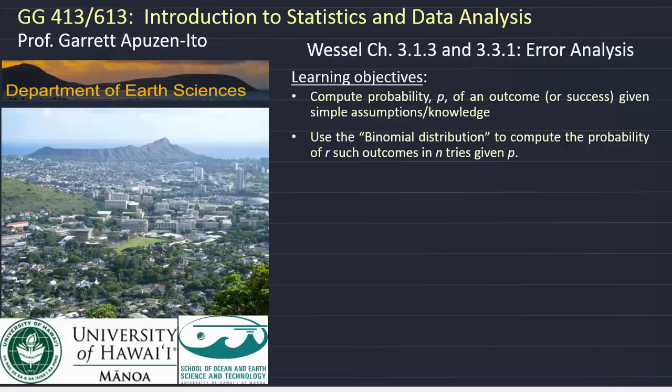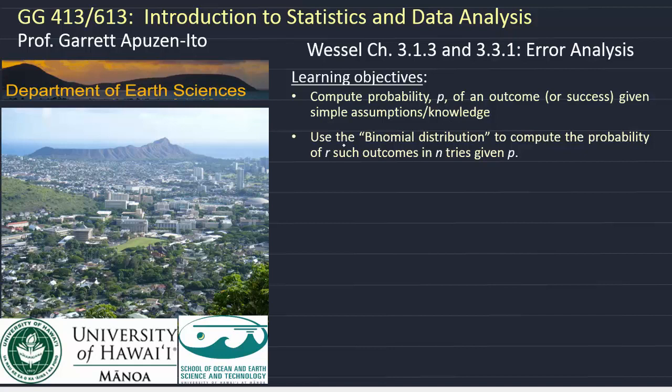So now that we've learned about possibilities, that is, the permutations and combinations of all the possibilities of outcomes, now let's start talking about probability. For starters, we'll look at a discrete probability. By the end of this video, you should be able to compute the probability, little p, of an outcome or a success, if you want to call it that, given some very simple assumptions about the system.